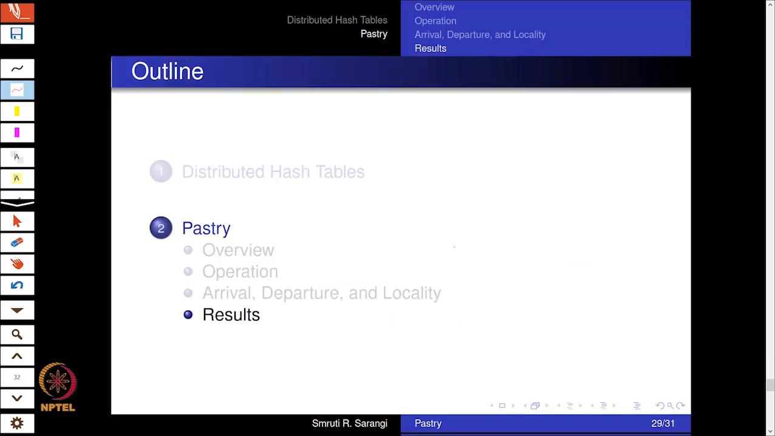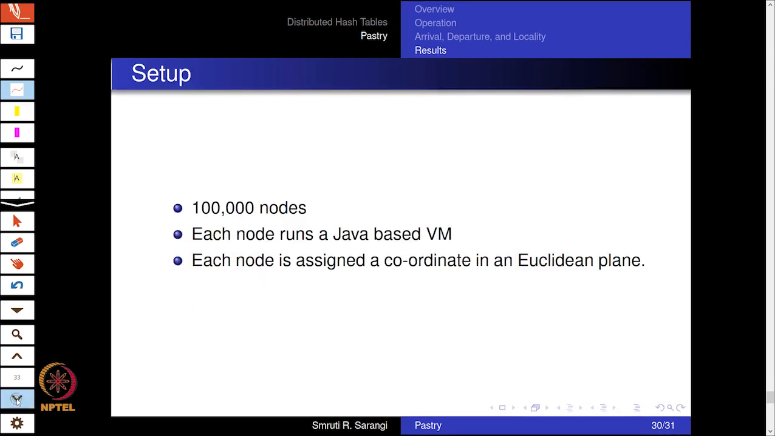Alright, a quick look at the results. The results are of course there in the main paper, but we can still briefly look at some key parts of the results. This is kind of an old paper. Modern DHTs are much bigger, but this was a simulation that had 100,000 nodes. Each node runs a Java-based virtual machine, and it is assigned a coordinate on the Euclidean plane, the XY plane.